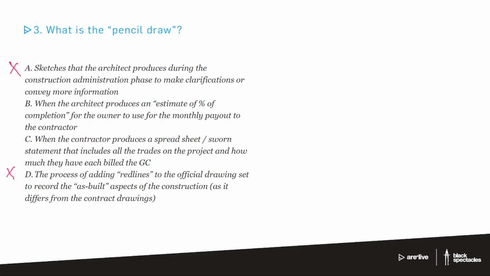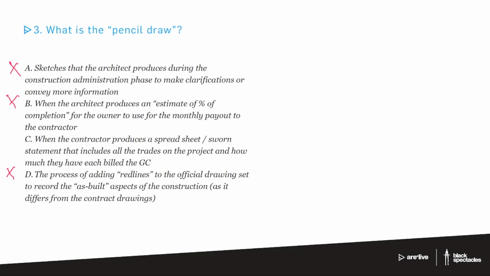So then the question is, is it B or C? And you can actually figure this out pretty fast when you look at B, when the architect produces an estimate of percent of completion. In general, the architect doesn't do that. The only time an architect would be involved is if there's a conflict or a change order going on, something where there's a discussion happening. But essentially, the schedule, the percent of completion, the means and methods, that's all part of the GC's world. So B is not it because the architect does not actually produce that estimate.